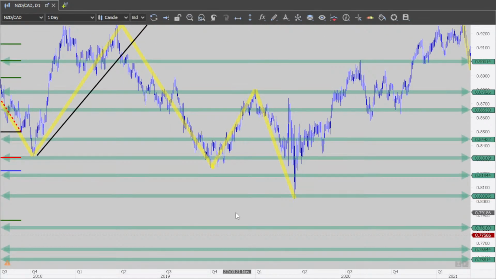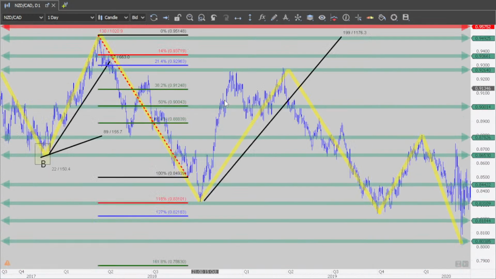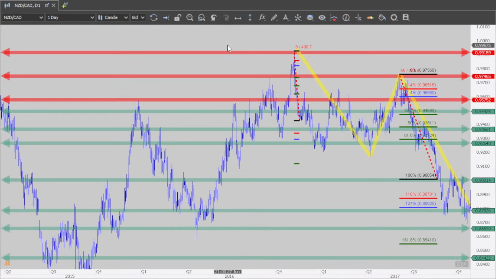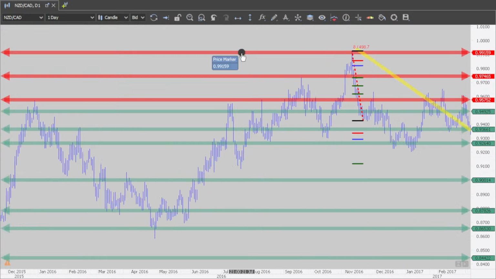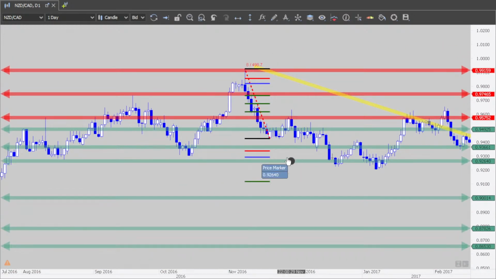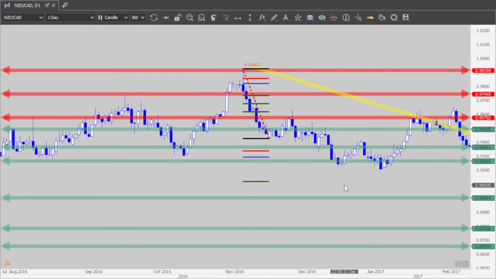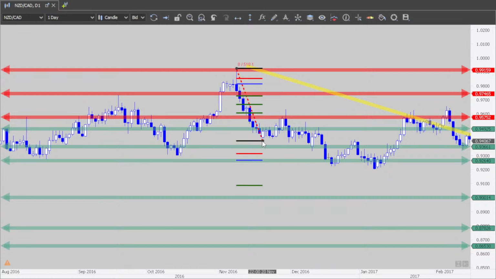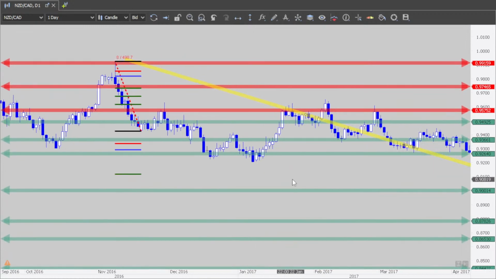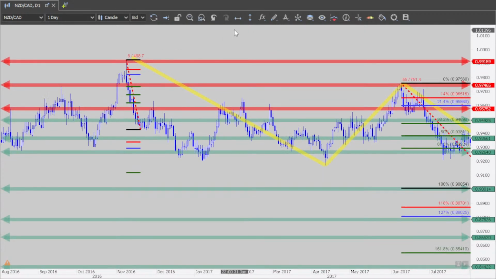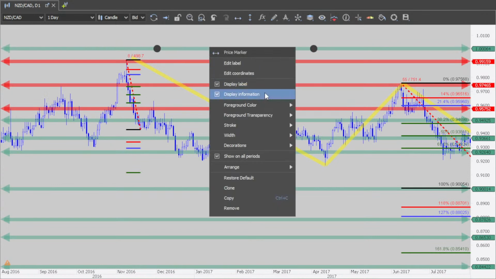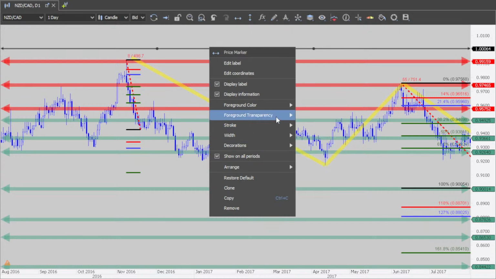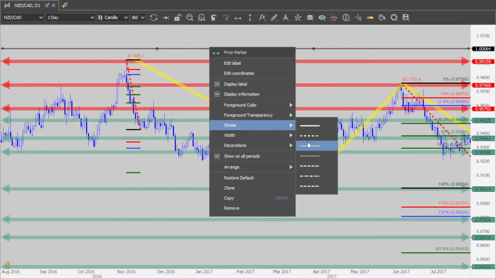Okay, now let's double check those Fibonacci's, everybody, from the NZD-CAD daily chart. So this is the A, this is the B. Is this the B? Yes, this is the B, and as always, horizontal line, right? Horizontal line and something like this.